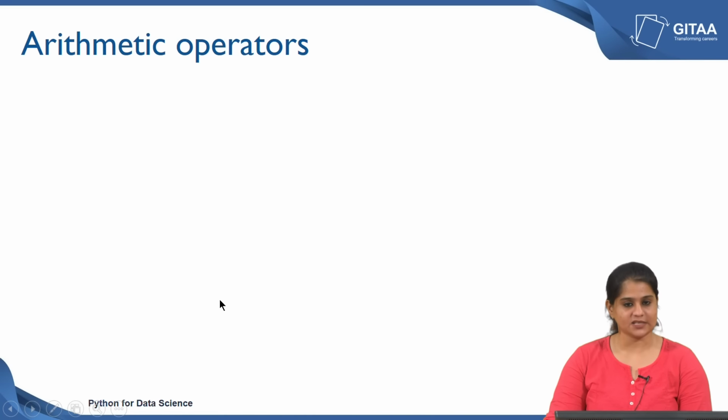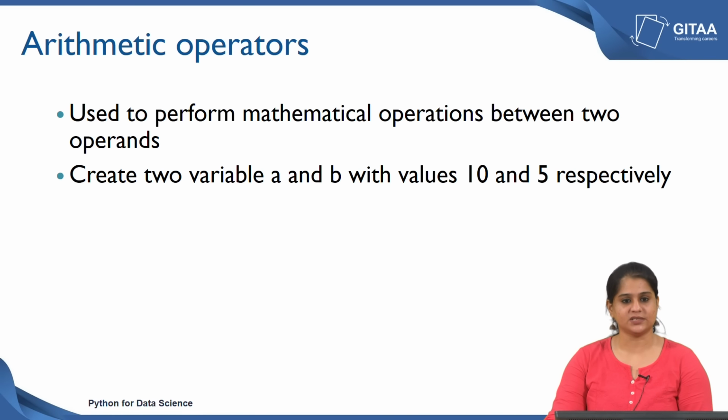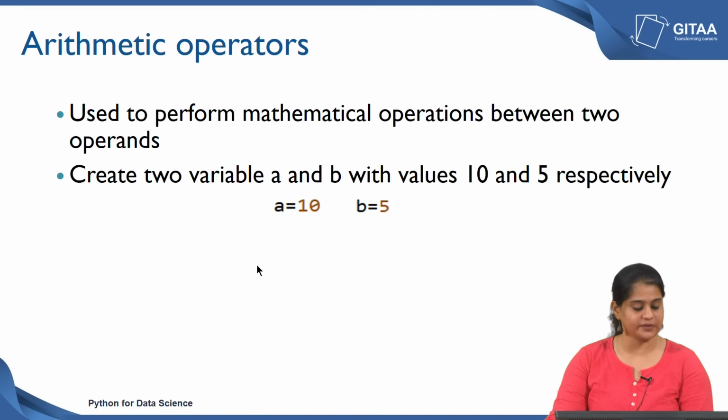So, let us look at arithmetic operators. Arithmetic operators are used to perform mathematical operations between any two operands. Let us take an example to illustrate the use of arithmetic operators. Create two variables a and b with values 10 and 5. In the previous lectures, we have already seen how to create a variable, so we are going to use the same procedure here.